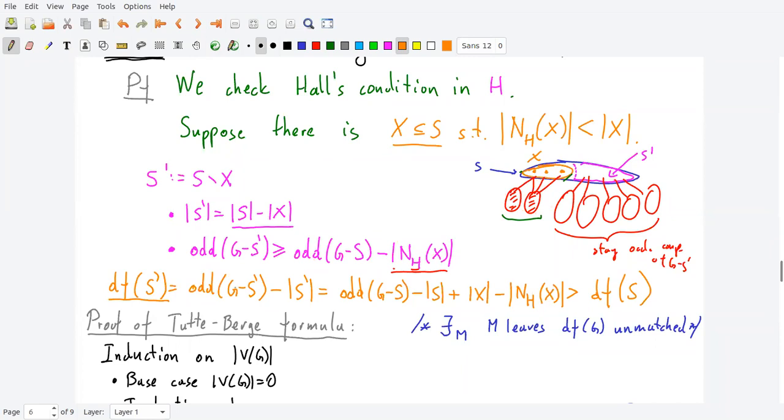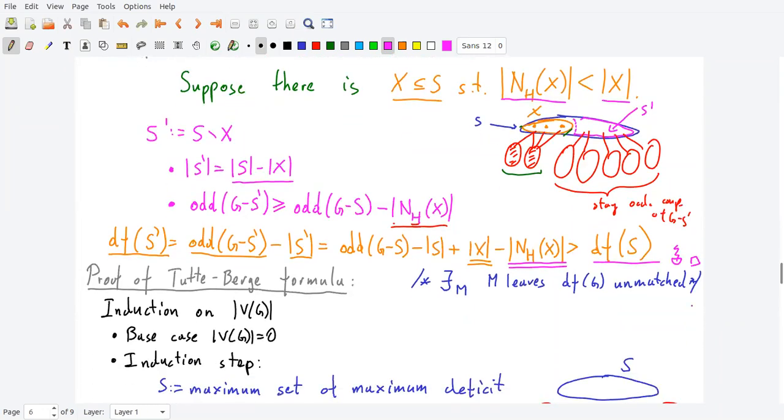So what is the deficit of S prime? By definition, the deficit of S prime is the difference between the number of odd components and the size. Now we put those numbers here. On one hand, in the size of S, we gained plus the size of X, some amount. On the other hand, in the number of odd components, we lost at most the number of neighbors. However, we assume that the number of neighbors is strictly smaller than the size of X, and therefore we actually gained on the deficit. The deficit became larger, right? And this is again a contradiction, because S was supposed to be a maximum size set of maximum deficit.